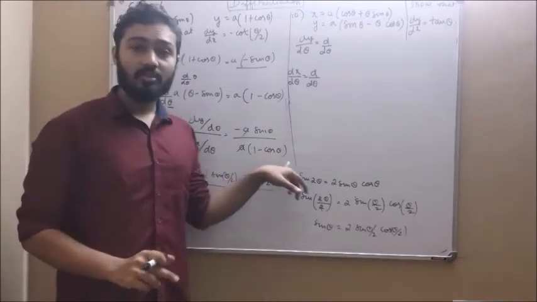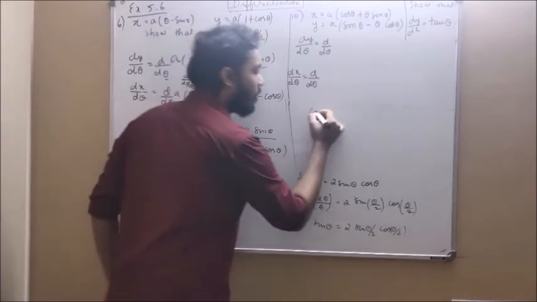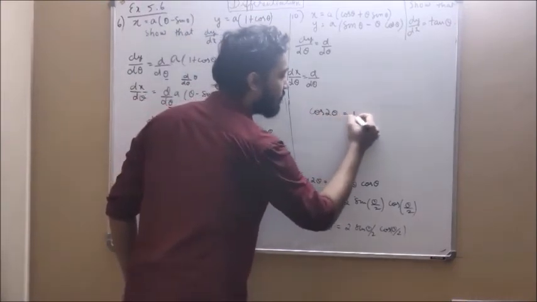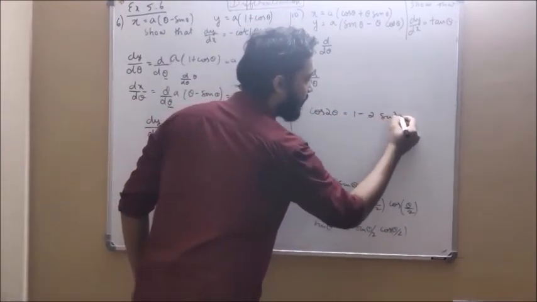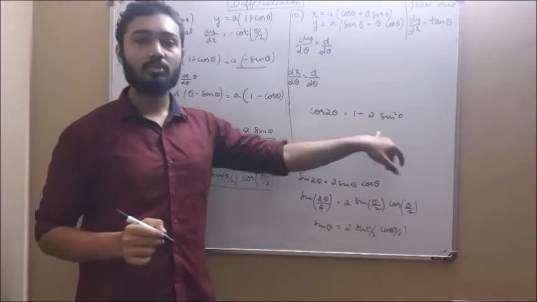Now how to write 1 minus cos theta? Now you remember the formula cos 2 theta equal to 1 minus 2 sin square theta. Cos 2 theta is 1 minus 2 sin square theta.